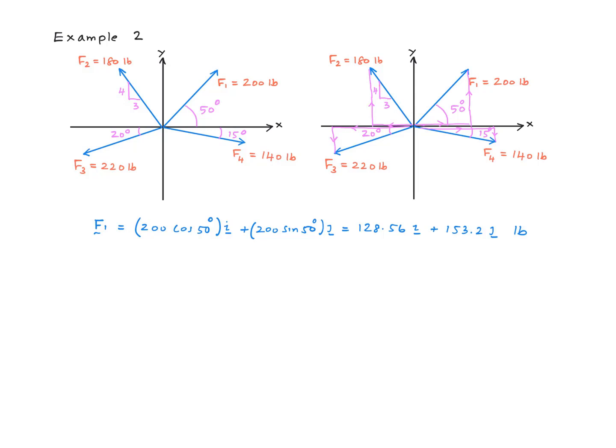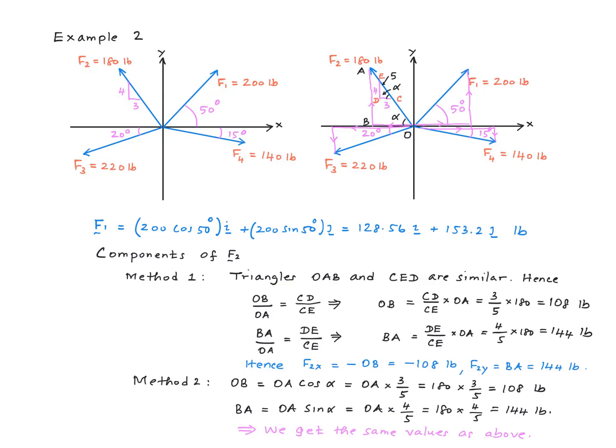On F2, they did not give us any angles. Instead, they gave us these numbers that tell us the ratio between the vertical to horizontal sides of this little triangle. This is another way of representing the direction of a 2D vector. There are two methods for finding the components in this case. More precisely, there are two ways to understand the basis for finding the components here.